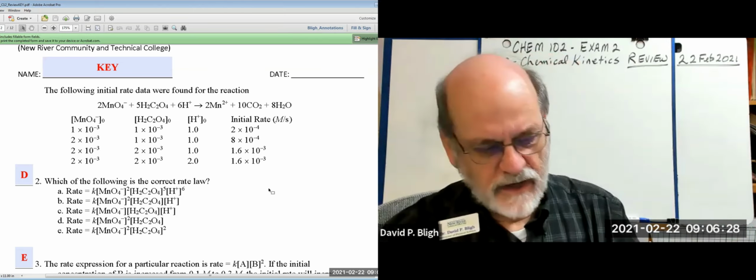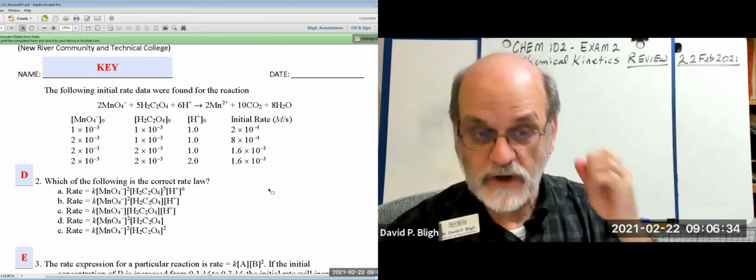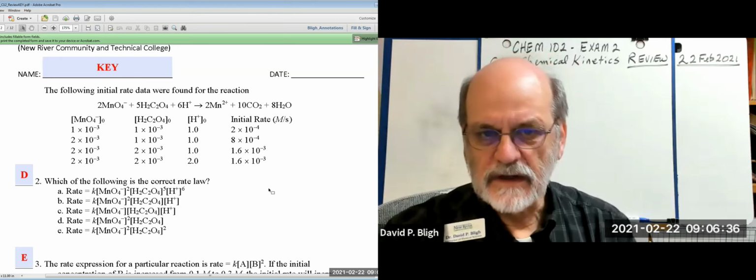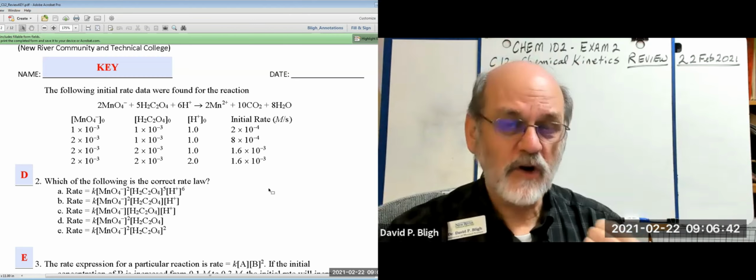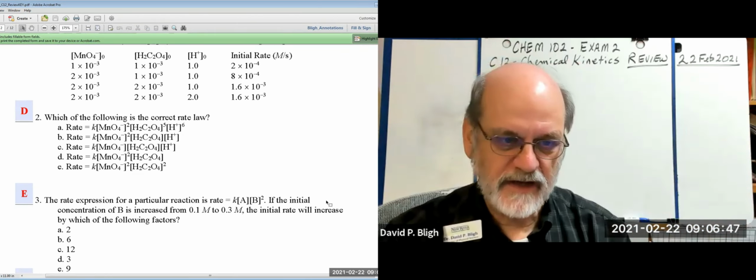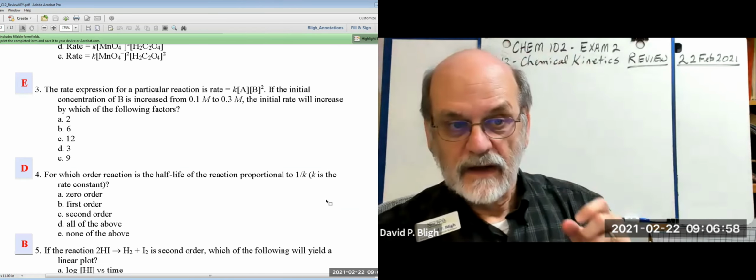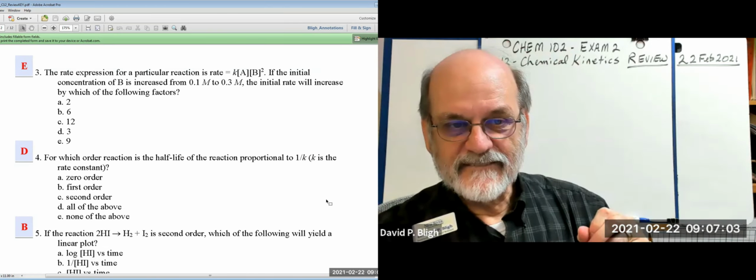So we'll also skip number 2 for now. We'll come back to number 2 because that's an initial rates series of experiments to determine the rate law, and we need to do a little bit more build up to that process. So let's start with number 3. Let's go down to number 3, and I'm going to keep track of which ones I'm doing so I don't backtrack. This is a good one. So let's do 3.